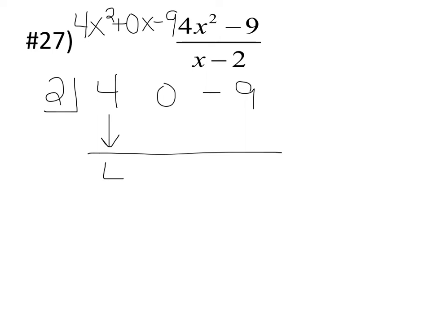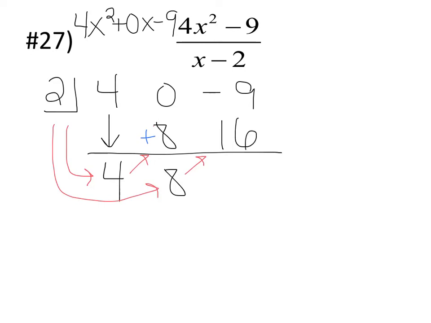So drop, bring down your first number, multiply, then add. So 2 times 4 is 8. Then add, 0 plus 8 is 8. Then again, multiply, 2 times 8 is 16. And add, negative 9 plus 16 is what? 5.